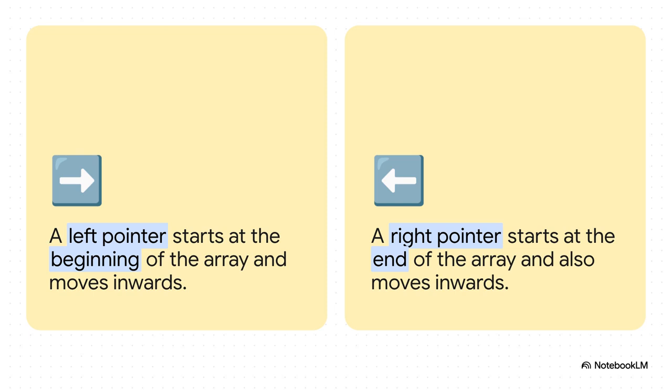So, how does the Ninja operate? The setup couldn't be simpler. Imagine this. We put one pointer at the very start of our buildings and another one at the very, very end. That's it. Now they're just going to start walking towards each other, destined to meet in the middle.